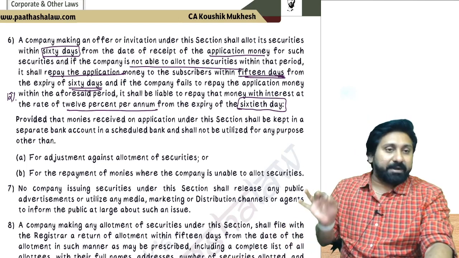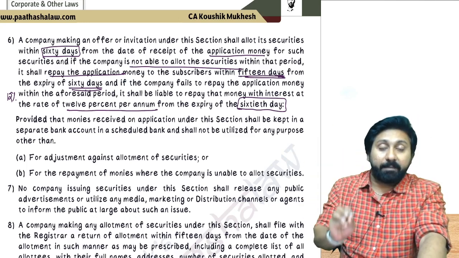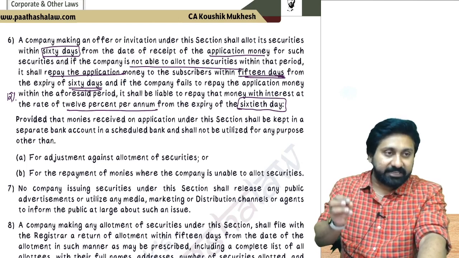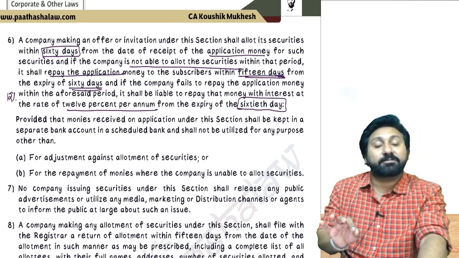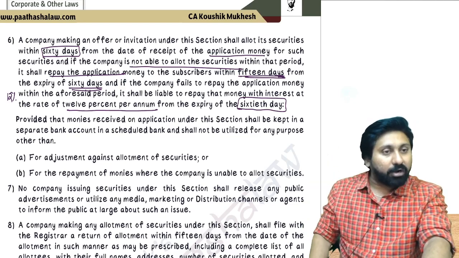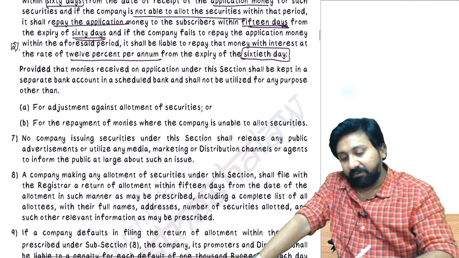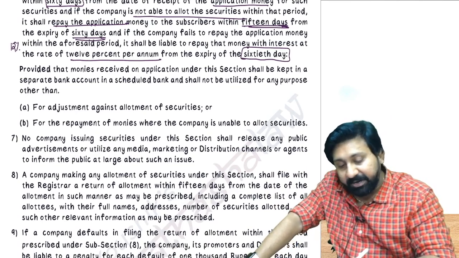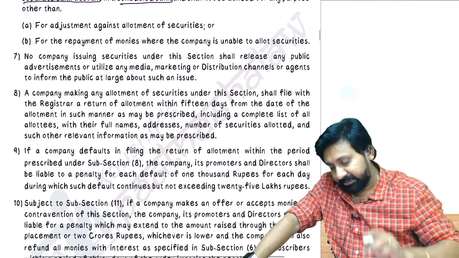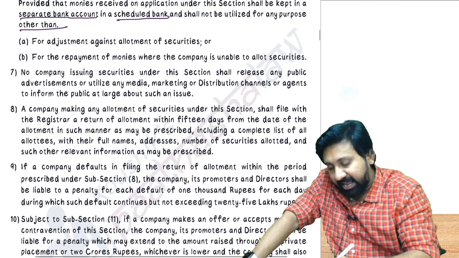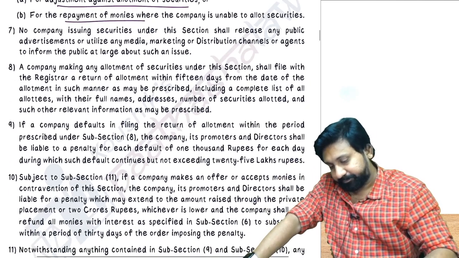So allotment must be completed within 60 days of receipt of application money. If you could not allot within 60 days from the application money receipt, you have to refund it within 15 days from the expiry of that 60 days. If you do not, you have to pay interest at the rate of 12% per annum. Next, money received on application should not be kept in the company's bank account. It should be kept in a separate bank account with a scheduled bank. Next, it should not be utilized for any purpose other than adjustment against the allotment or repayment of money if it could not allot the securities.